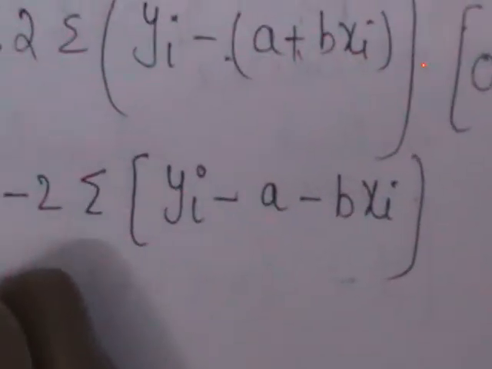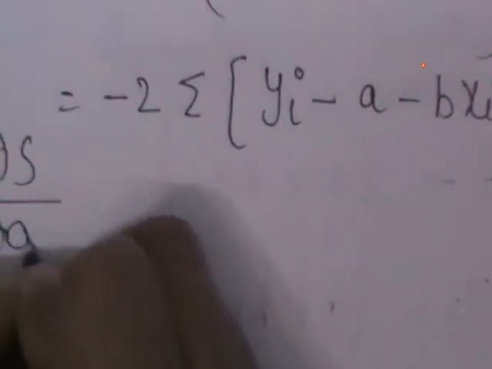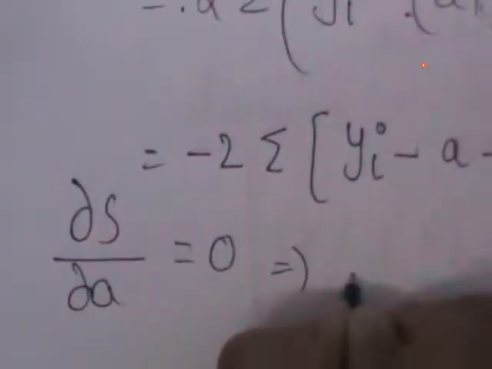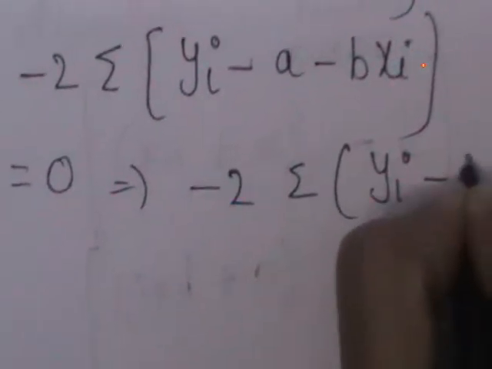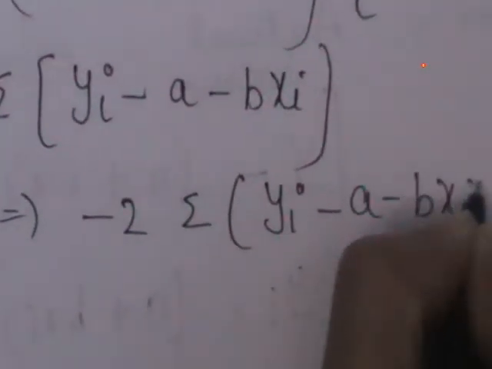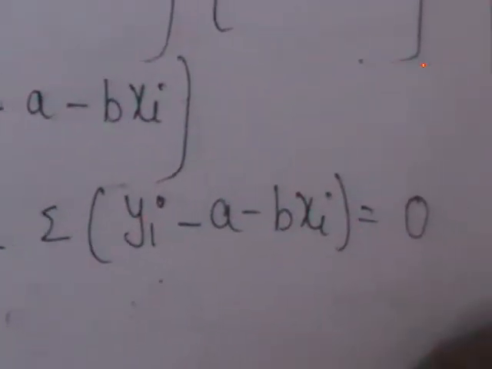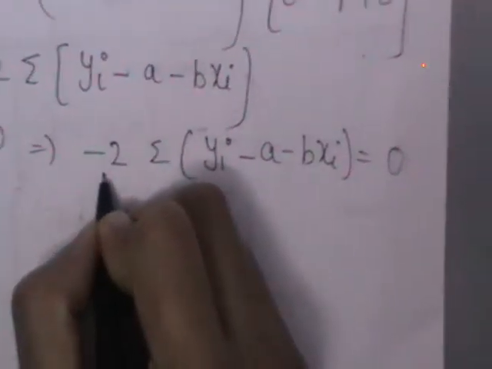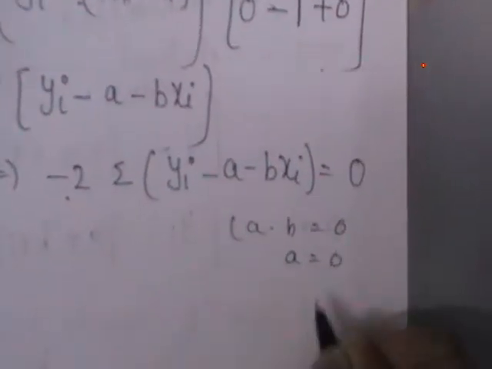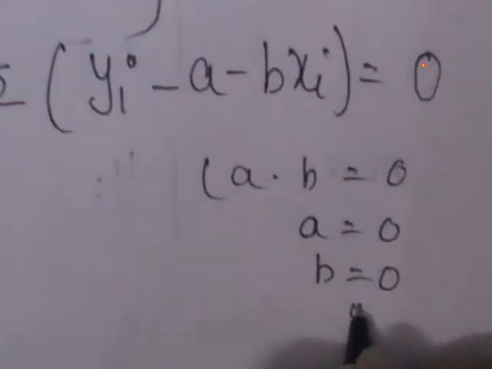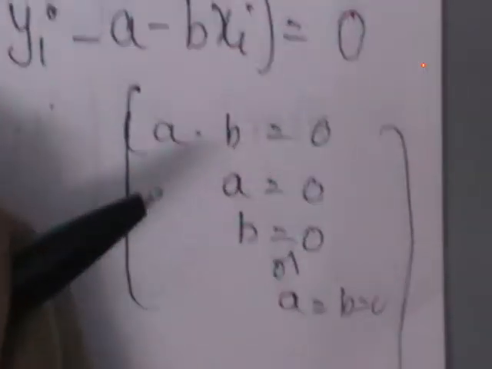As you are minimizing, dou S by dou a should be equal to 0, which implies minus 2 sigma (yi minus a minus bxi) is equal to 0. You have equated that to 0. Let us simplify this. If you have a times b equal to 0, what does it mean? Either a is equal to 0 or b is equal to 0 or both are 0. Generally, you have minus 2 into this term equal to 0.